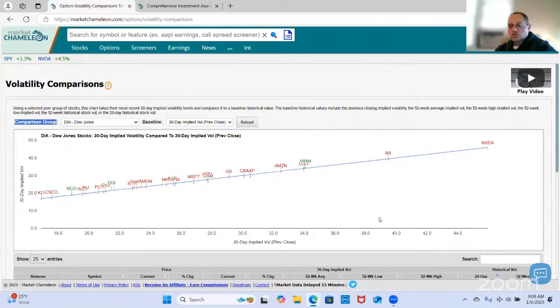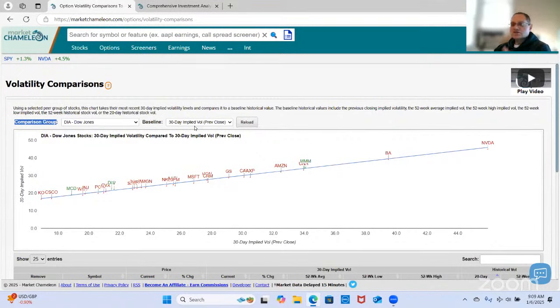So they belong to that group, right? The largest Dow Jones 30 stocks. We could see the symbols here. So, Cisco, McDonald's, NVIDIA all the way up here. And we have this baseline, this long line. And this is the 30-day implied volatility from the previous day. So we're comparing the most current implied volatility to where the implied volatility closed the previous day.